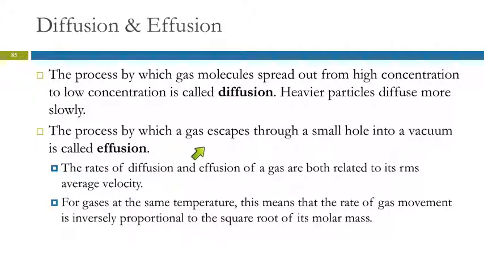Gases can also escape from their container through a small hole. And when they escape through a small hole into a vacuum, this is called effusion. So the rates of diffusion and effusion are both related to the speed of the particles, the root mean square velocity of the gas particles. So at the same temperature, the rate of gas movement is going to be inversely proportional to the square root of the molar mass. Larger particle, slower movement, slower diffusion.